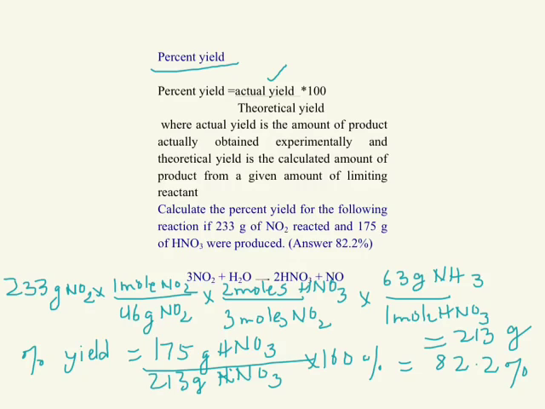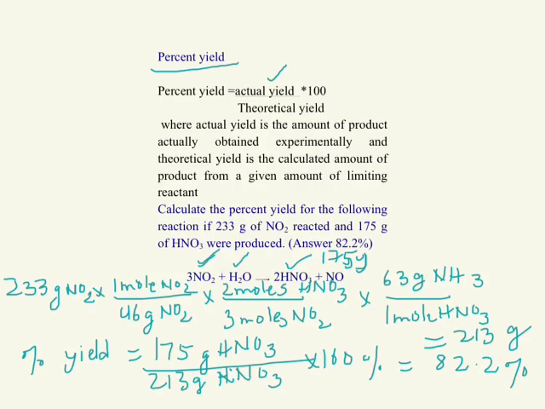So if you have a question: calculate the percent yield for the following reaction if 233 grams of nitrogen dioxide reacted and 175 grams of nitric acid was formed. So when they did the experiment in the lab, they got 175 grams of nitric acid, which means 175 grams is the actual yield, the experimental yield. How much is the theoretical yield? Now to find out the theoretical yield, yes, we do have to find out the limiting reactant, but in this question, since they did not give you the amount of water, they just gave you the amount of nitrogen dioxide, that means we're going to assume that this is the limiting reagent.